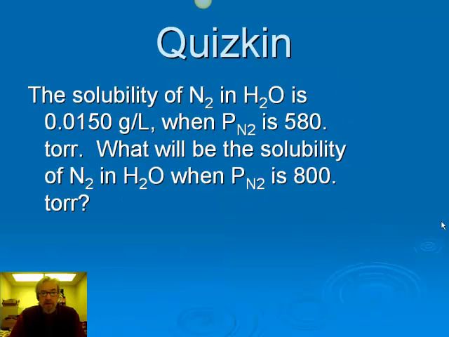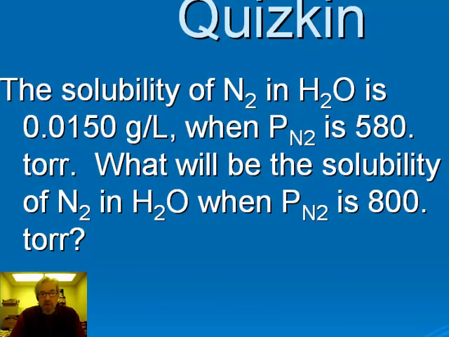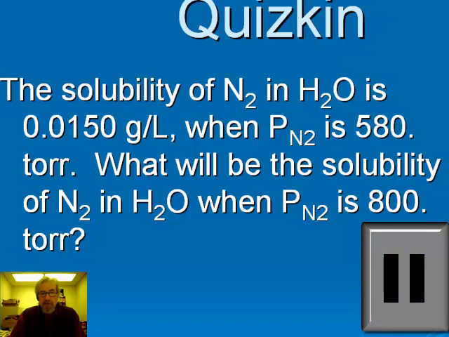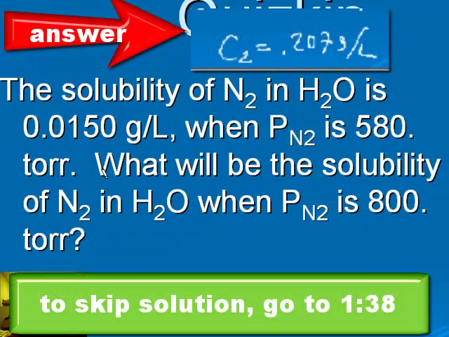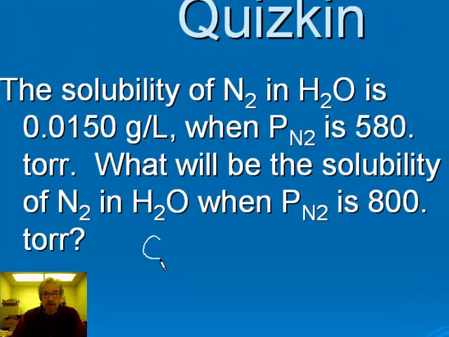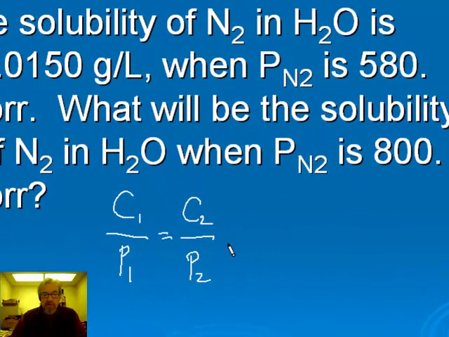This first question asks, what will be the solubility of nitrogen in water when the partial pressure of nitrogen is 800 torr if the solubility of nitrogen is 0.0150 grams per liter when the pressure of nitrogen is 580 torr? Well, Henry's law tells us that solubility and pressure are directly proportional for gaseous solutes. And the two-point form that we saw is concentration under one condition over that pressure is equal to the concentration at the second pressure divided by that pressure. So what we're trying to find here is the second concentration, the concentration at the 800 torr.